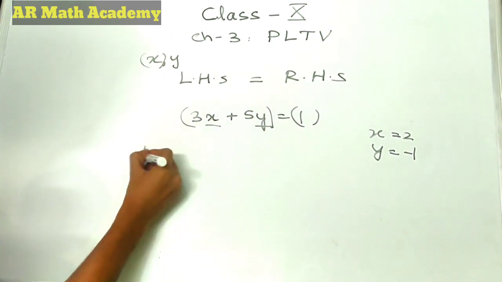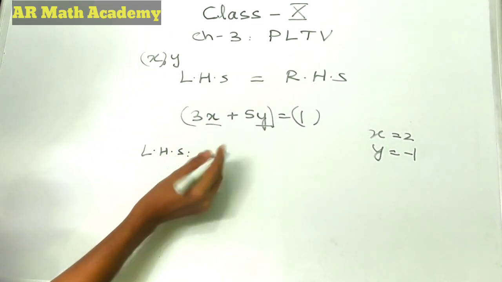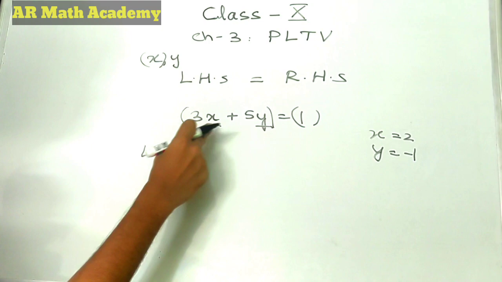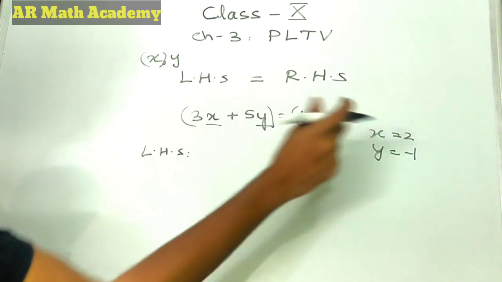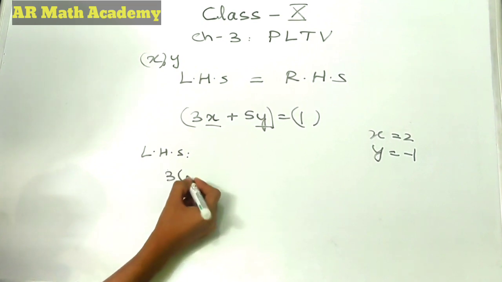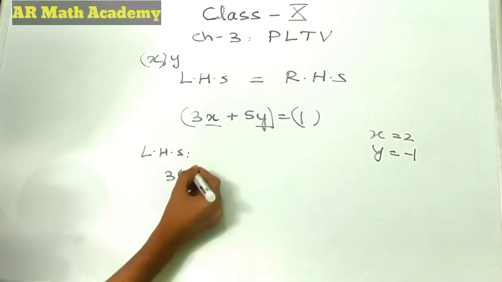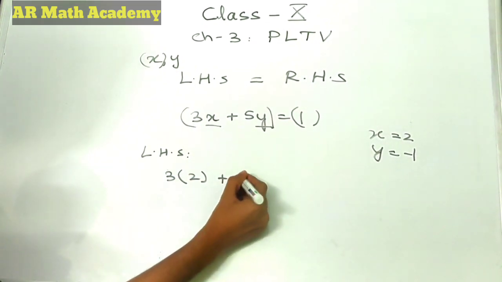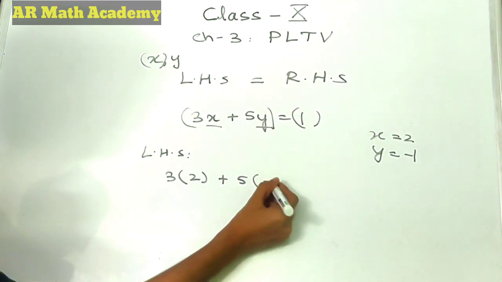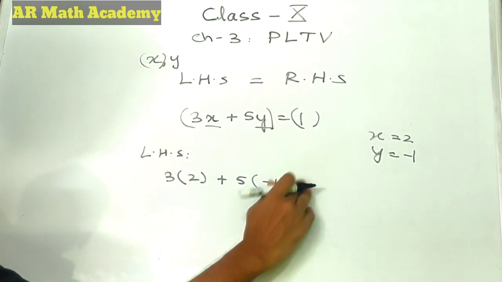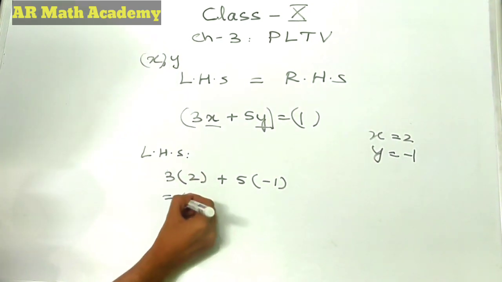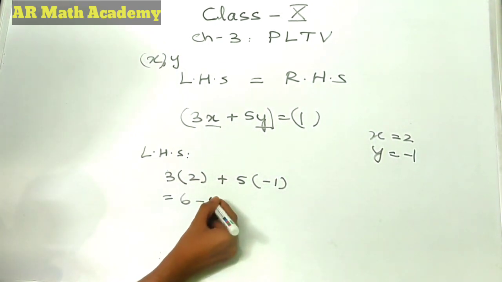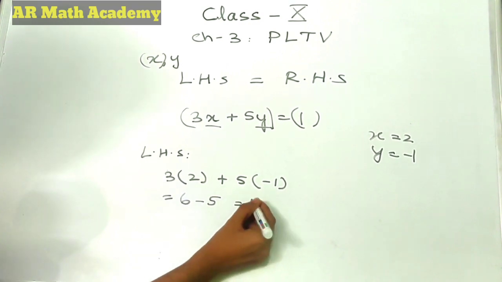Now when I substitute it for the LHS, which is the left hand side of this given equation, 3x, instead of x I am substituting the value 2, and instead of y I am substituting the value minus 1. So let us substitute the values. Instead of x it is 2, so 3 times 2 plus 5 times, instead of y it is minus 1, so minus 1 equals. Now let us simplify this part. 3 times 2 is 6, and 5 times minus 1 is minus 5. Now 6 minus 5 is 1.